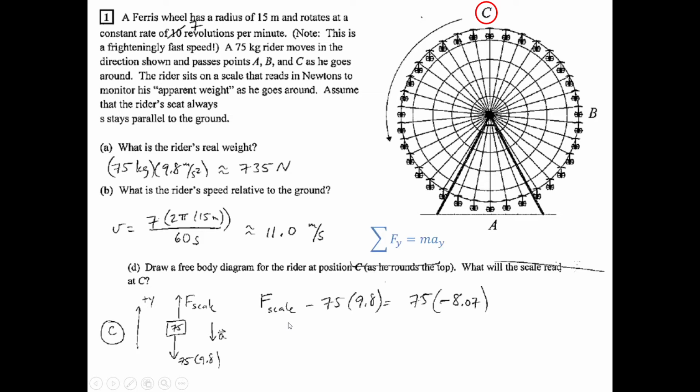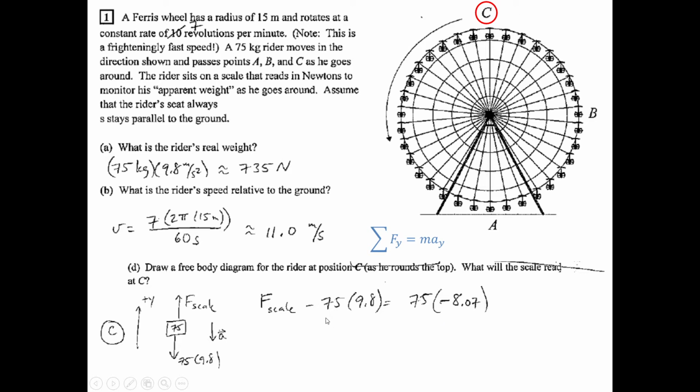So let's do F net y equals may. In this case, the left-hand side is exactly the same. For my chosen plus axis direction, F scale comes in plus, mg comes in minus. The only difference is that now when we set that equal to may, ay is actually negative, right? Going from tail to tip, we're going in the negative y direction. So ay is negative. We already calculated in the previous part that v squared over r was 8.07 in SI units. So this is 75 times minus 8.07.